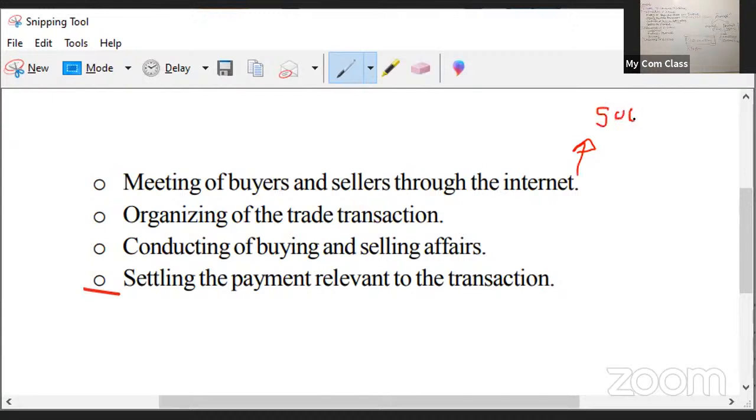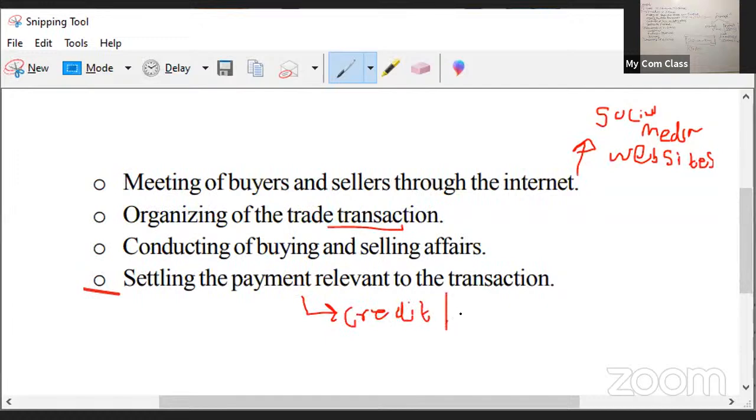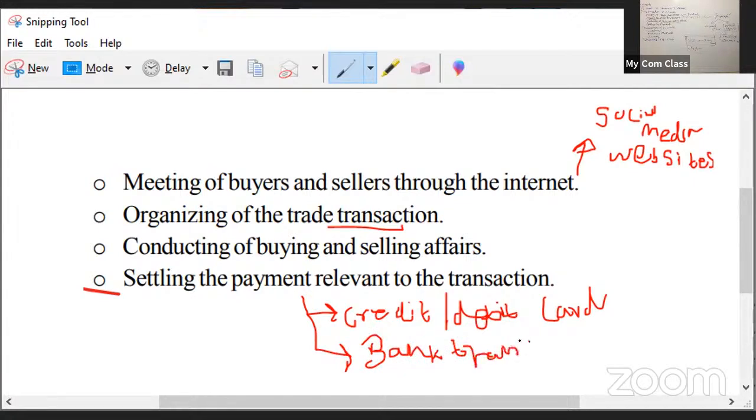Example, could be bank transfer, could be cash on delivery.